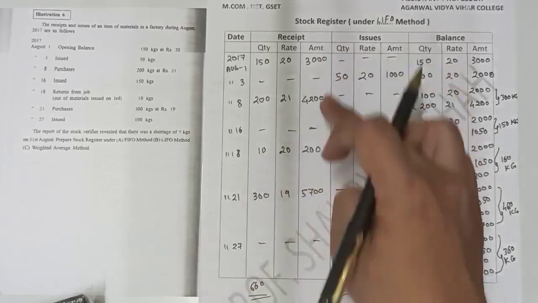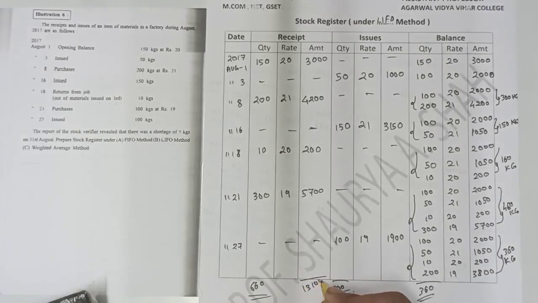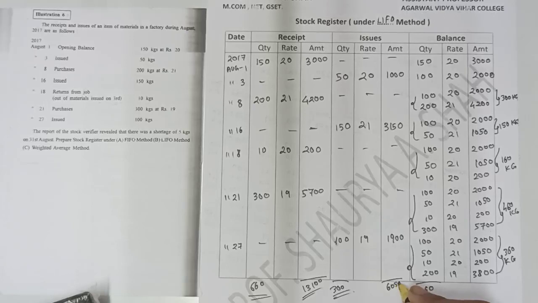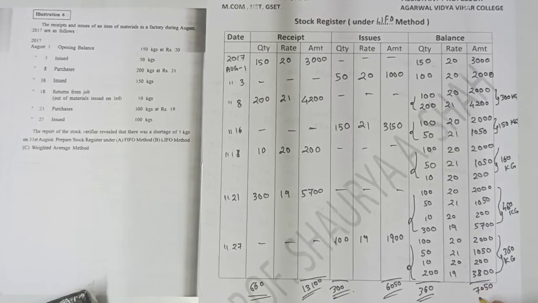Again, now the amount of your receipt side. So 3000 plus 4200 plus 200 plus 5700. So again the amount also I am getting the same, 13,100. Of the issues you need to do the total. So 1000 plus 3150 plus 1900. So I am now getting the total of 6050. Is it clear? 6050 I am getting. So 13100 minus 6050 gives me 7050, right?